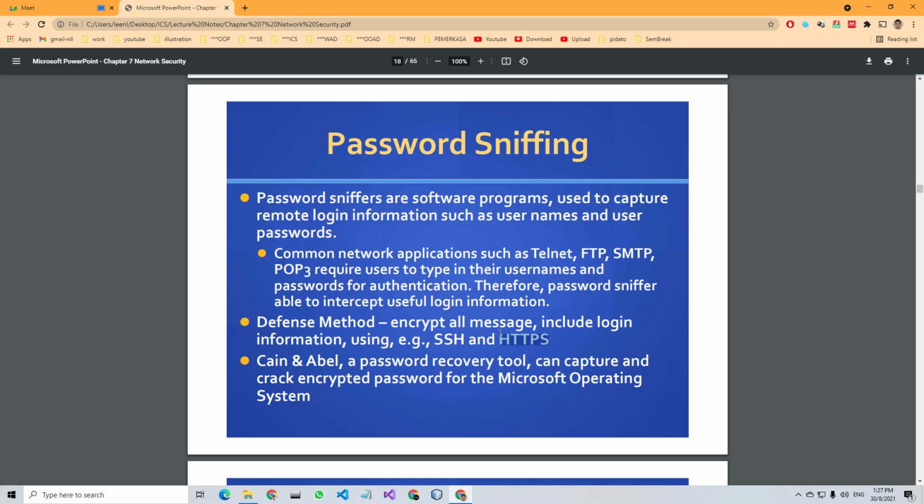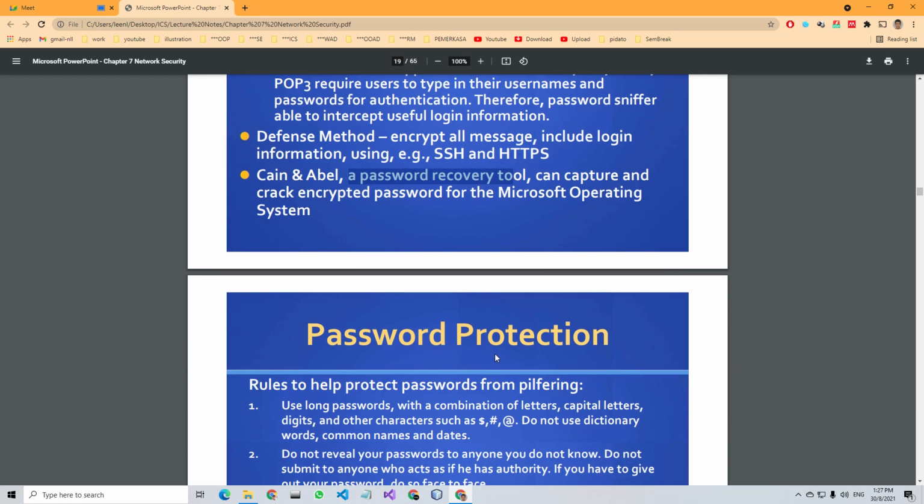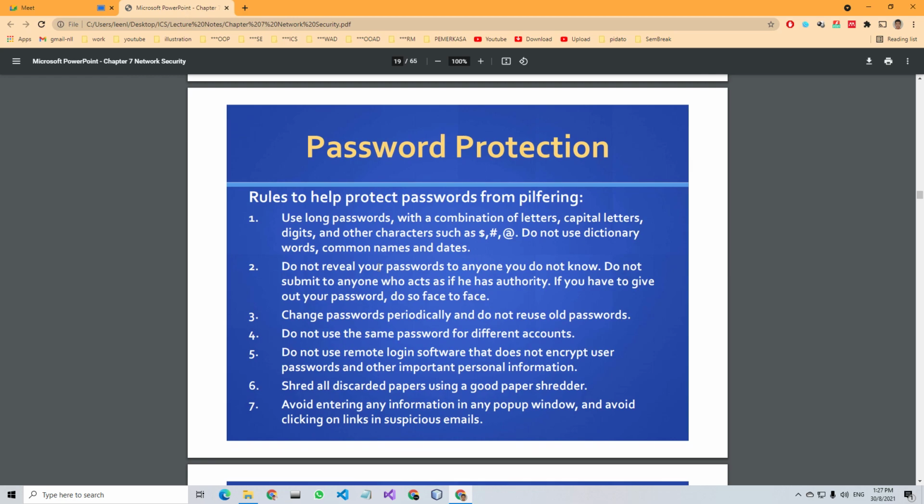Password protection. Does it look familiar? These are rules to protect your password from pilfering, but the content is similar to the previous topic. Use a long password, add on characters: capital, small letter, digit, symbol. Try to avoid dictionary words.